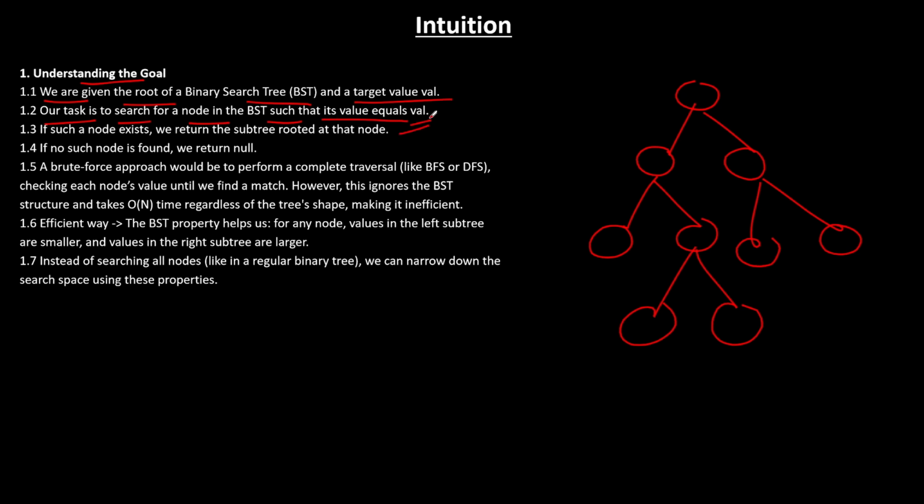Our task is to search for a node in the BST such that its value is equal to the val which is given to us. This is understandable. If such a node exists, we return the subtree rooted at that node. So basically, we just return node. That's all. Not node value, just node.